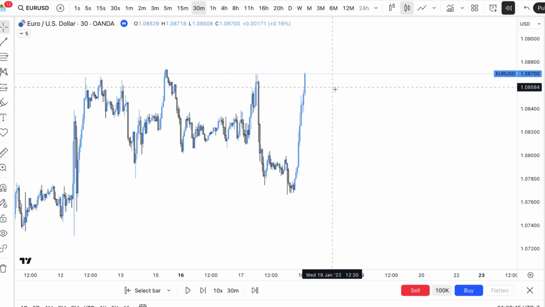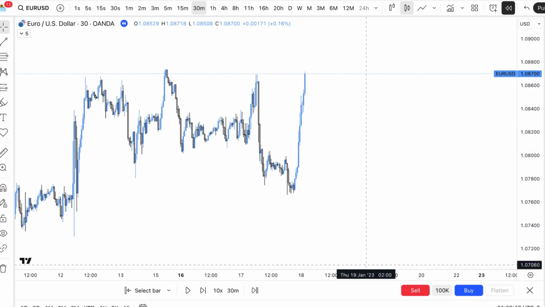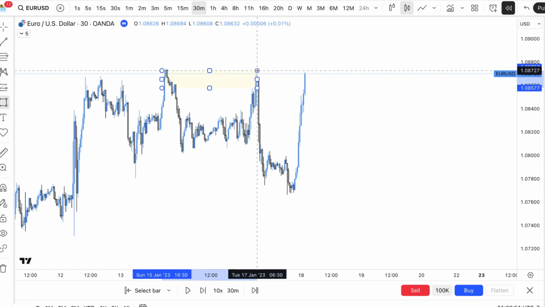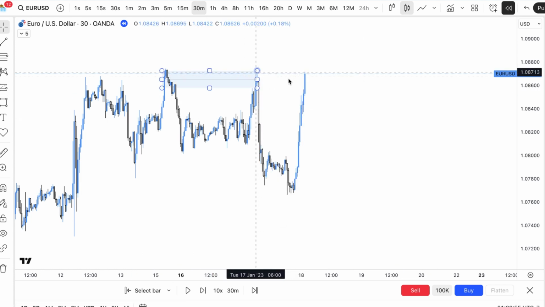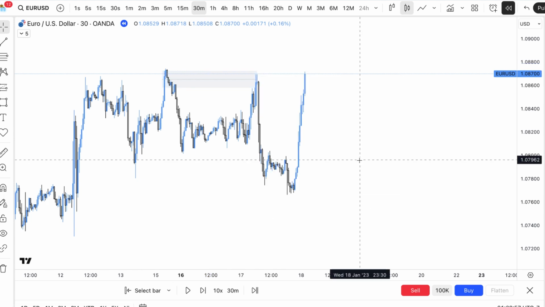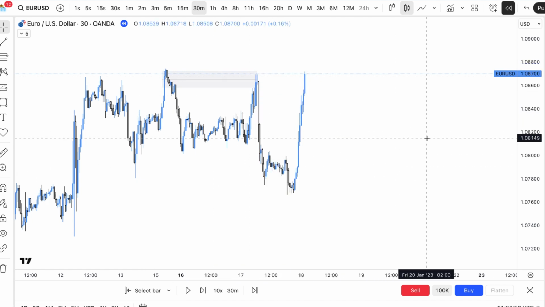So the proper way to do this is, once you have your proper setup, whatever that setup may be, right? It could be supply and demand. It could be your trend lines. I'm not telling you how to trade. I'm just trying to show you how to backtest correctly.